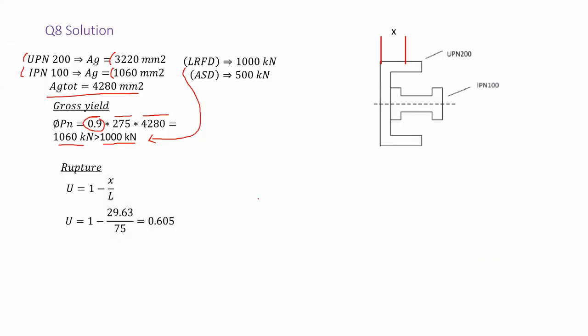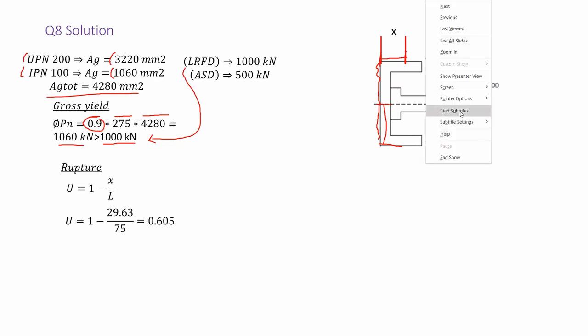1 minus x bar over L. So if you calculate x bar for the built-up section, you will find that x bar is going to be equal to 29.63. Now I'm not showing how you actually find x bar, because you should be able to find it. Also, why did I take x bar from here, not from there? Well, the reason is that you have your weld over here. So you're taking the distance from this side to the centroid of the whole shape, not the other way around.